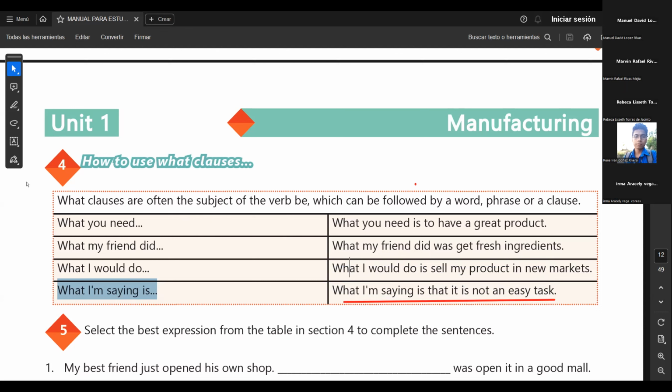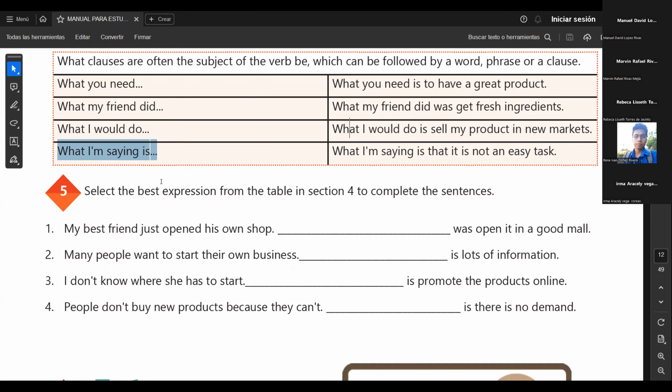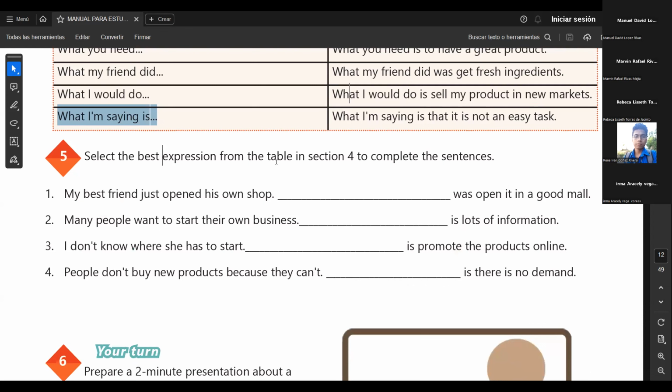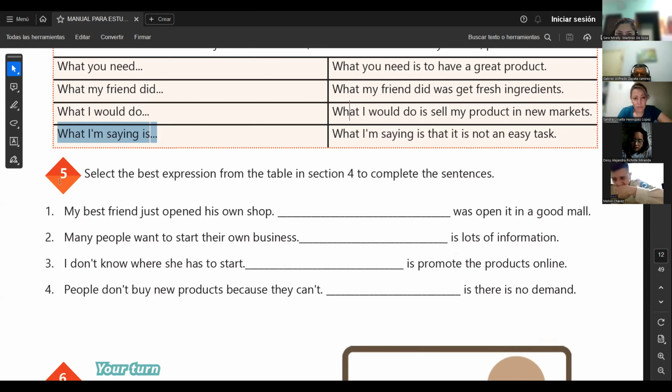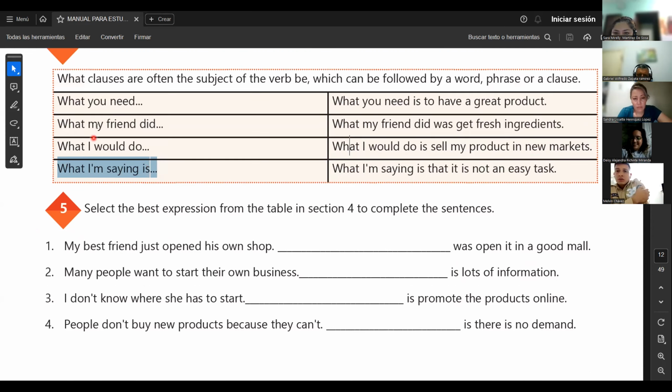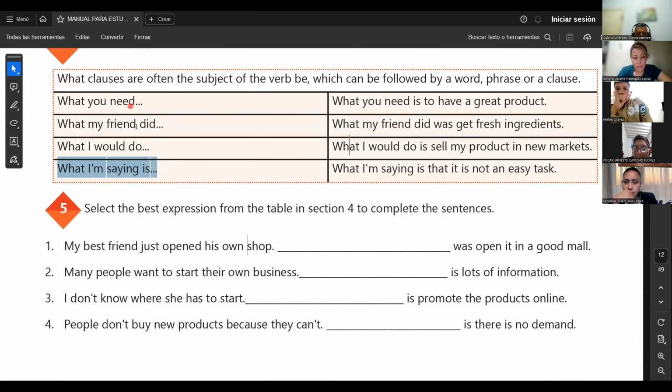Very good. Now, thank you very much, everybody. Before we move on to the next activity, we're going to practice with this. It says select the best expression from the table in section 4 to complete the sentence. So we're going to read it and then choose. It could be any of these 4. Let me ask for help. Probably Daisy, can you read number 1? Yes, teacher. My best friend just opened his house shop. Okay, then we need to use one of these, okay?